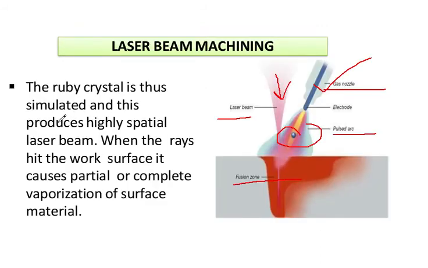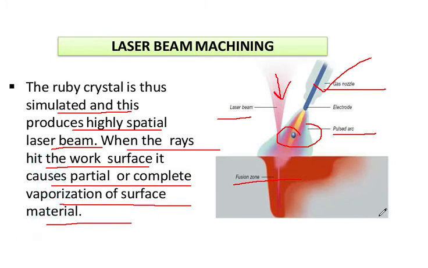So what this is actually stating, let's have a look here. The ruby crystal is thus stimulated and this produces a highly spatial laser beam. You can see from this particular image, when the rays hit the work surface, it causes a partial or complete vaporization of surface material. So ultimately we are just discussing vaporization. Always vaporization and melting, the terms come up while we are dealing with laser beam machining.